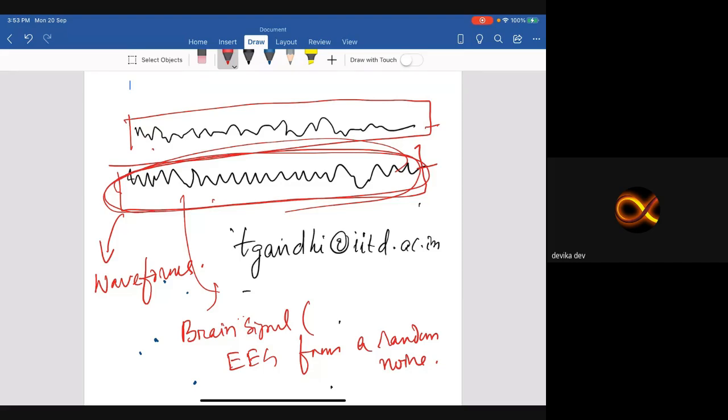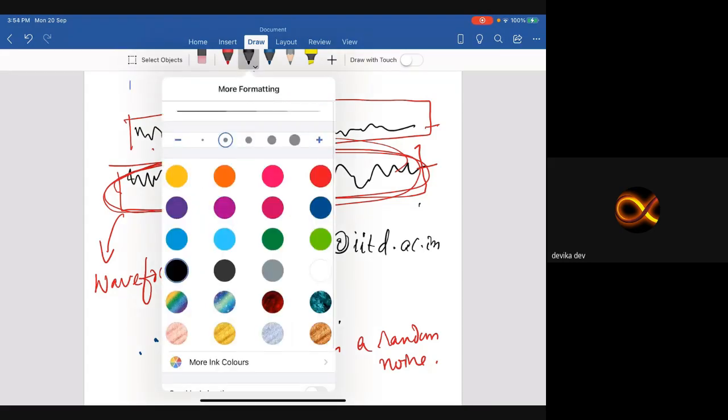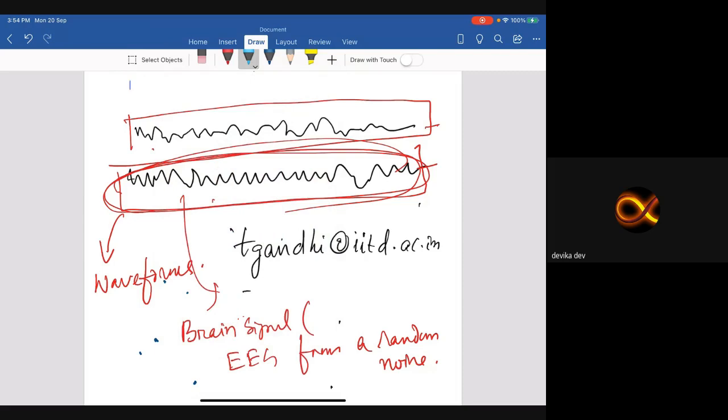Just like here, I'll send you this signal. Suppose this is a waveform, that's why I wrote waveform, right? These are all my waveforms. Let's say I give you this waveform and ask you to tell whether it is an EEG or random noise. Understood? Whether it's an EEG or random noise, you have to tell this. Okay, very good.